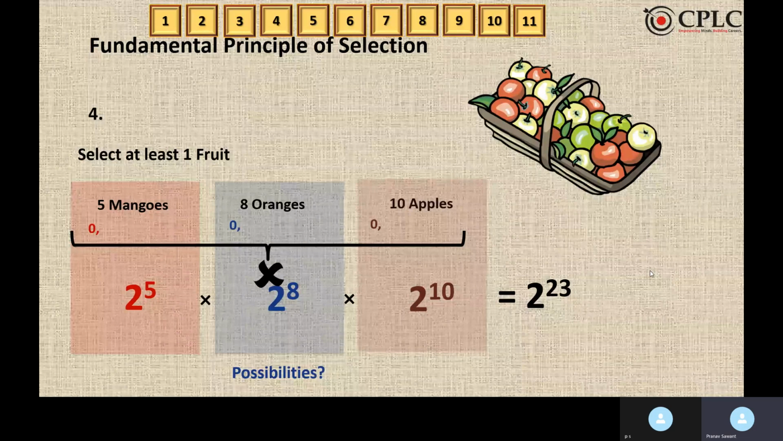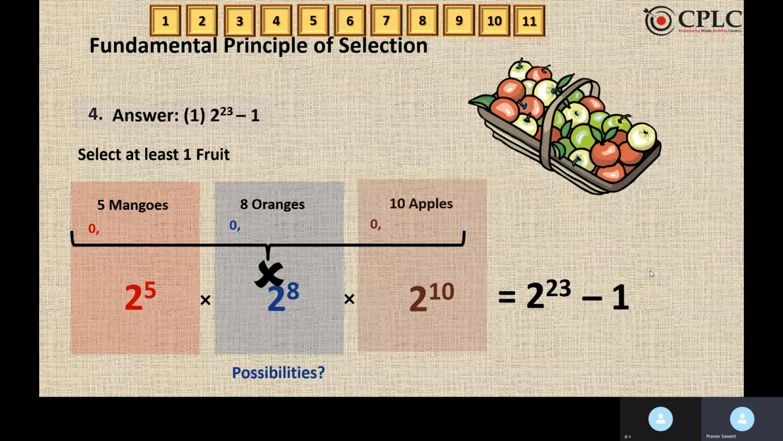We also have considered the possibility of zero. Zero means of selecting no fruits. In the question, it says we have to select at least one fruit. If we have to select at least one fruit, we will not even look at the possibility of 0. Hence, we'll eliminate one possibility of 0. So, it is going to be 2 raised to 23 minus 1, which is option 1.